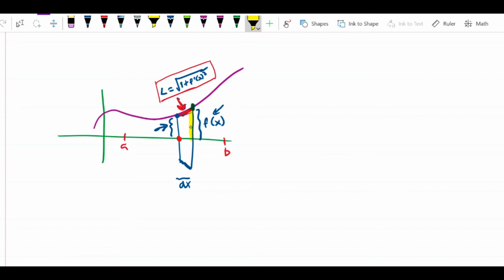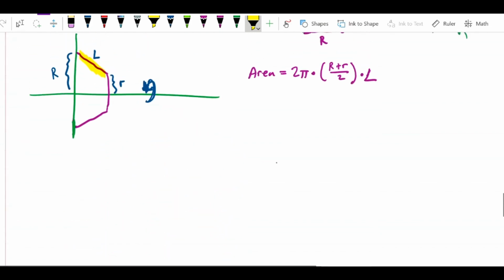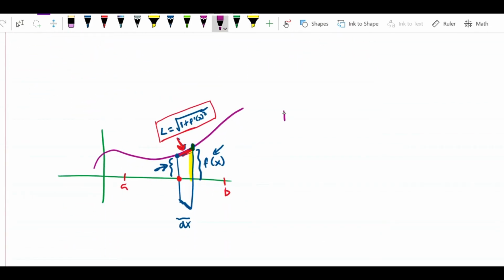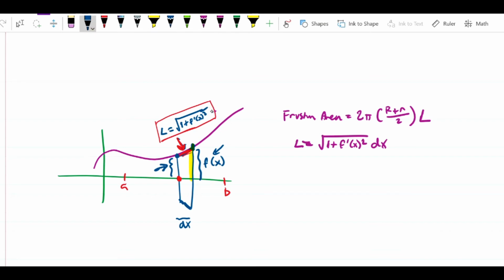So what that means is that translating this, the frustum area is equal to 2 pi times (r plus r) over 2 times L. Well, what do we know? We know that L, for this frustum here, is equal to the square root of 1 plus f prime of x squared dx, right? Sorry, I should have put a dx after here. That's the slant height.